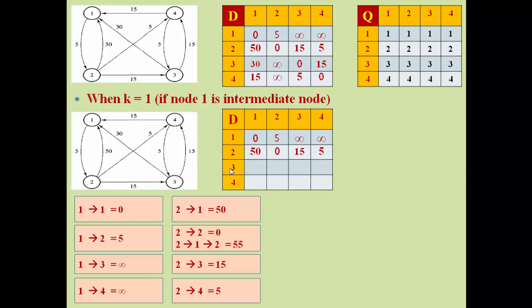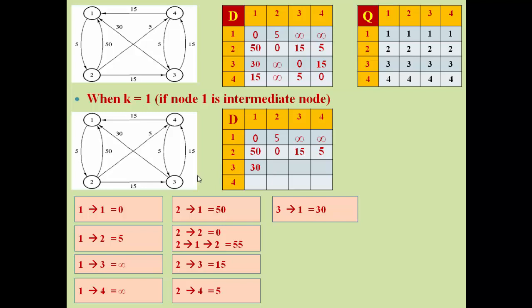Then we fill our third row, and we have to consider 3 as a source node. Now reach from 3 to 1. Is there any direct path from 3 to 1? Yes, there is one path 3 to 1, and the distance is 30. Now we are considering 1 as an intermediate node, so 3 to 1 is equal to 30, and we have to fill 30 here.